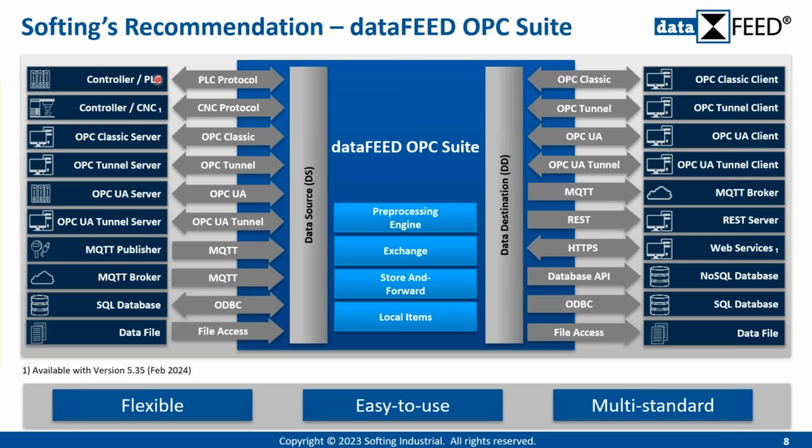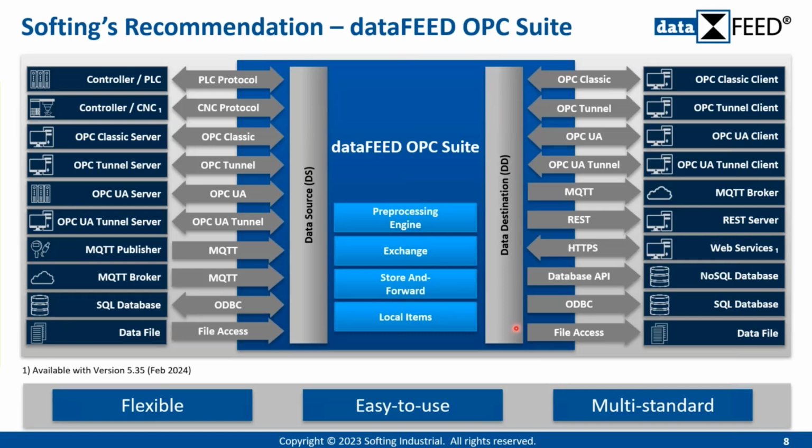For example, from a controller, from a PLC. In the future, beginning of February, we will have also the possibility to acquire the data from a CNC controller. In the first step, we will support the Numeric 840T. Then we can collect the data from OPC classic servers or from UA servers. Or if we have an underlying OPC UA or OPC tunnel server, we can also collect the data. Or directly from an MQTT publisher or from an MQTT broker, or we can read the data out of an SQL database or also out of a data file. These are our data sources on which we acquire all the data.